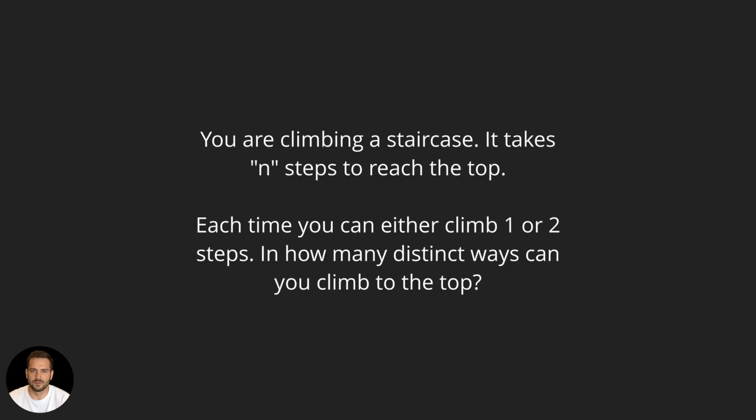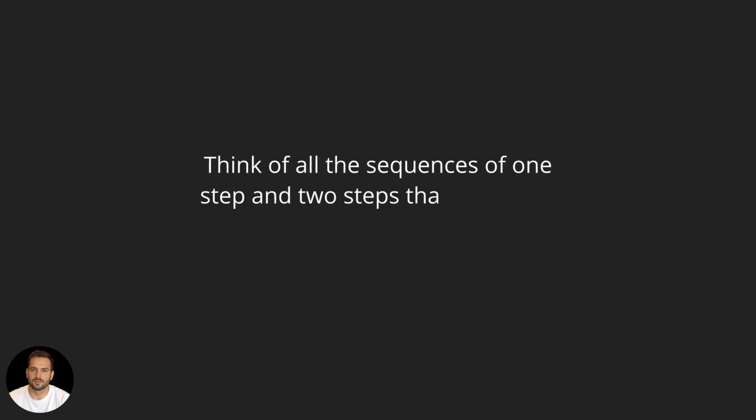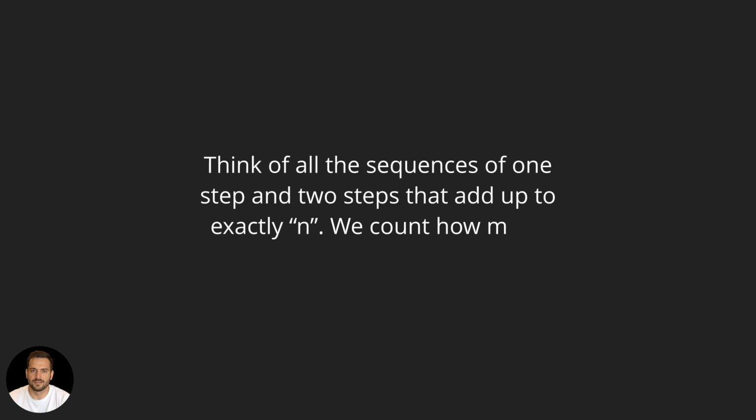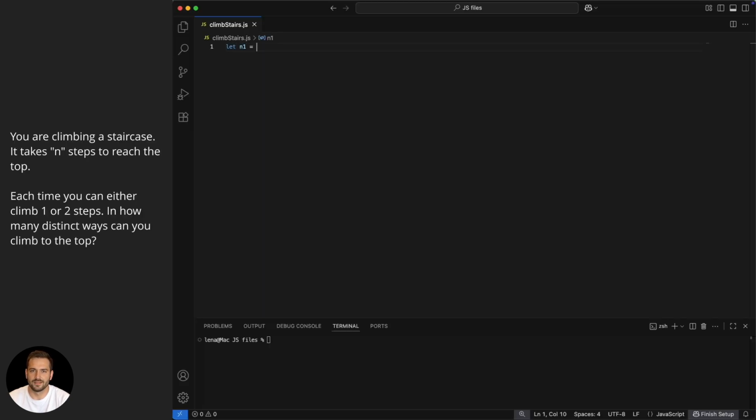Let's rephrase it in plain English. Think of all the sequences of 1 step and 2 steps that add up to exactly n. We count how many different sequences there are. First, let's set up 3 example inputs so we can test them later. We create a variable named n1 as 2. Then, we create a variable named n2 as 3. And finally, we create a variable named n3 as 5.